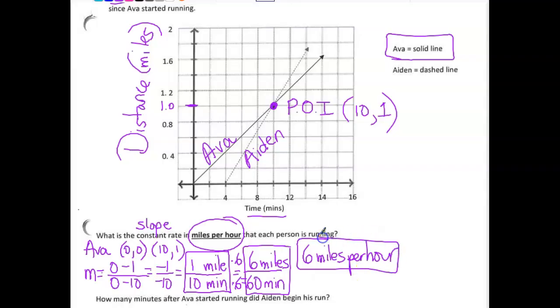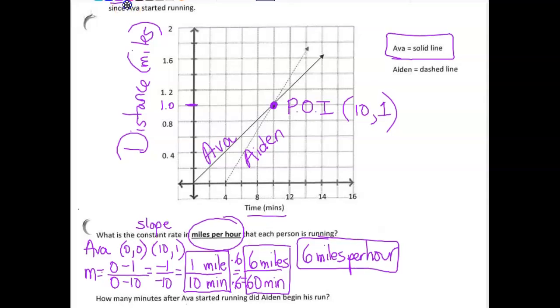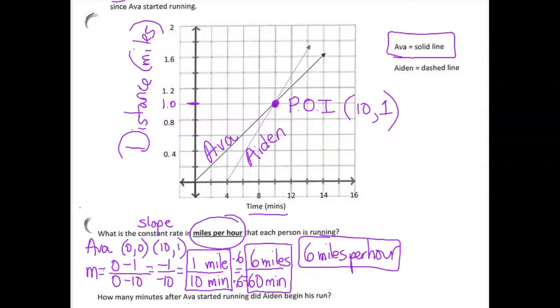I also need Aiden. So I'm going to go over here. Let me see if I can change the color. Hold on a second. I don't know if I can change the color. I'll try. Nope, I can't change the color. Aiden has the ordered pair 4, 0 and 10, 1. So I'm going to follow suit.